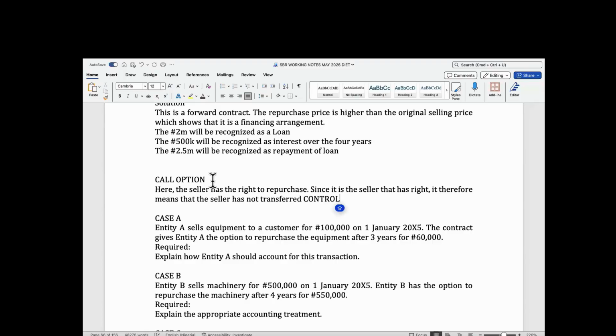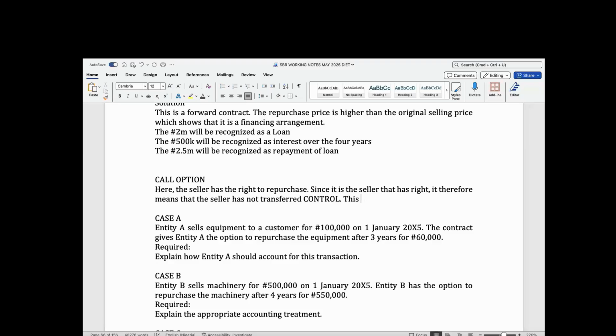We cannot work with his mind. Since he can decide that, okay, even though it's not compulsory, he can still say, I want to repurchase. We cannot recognize that as revenue. No, no, we can't.